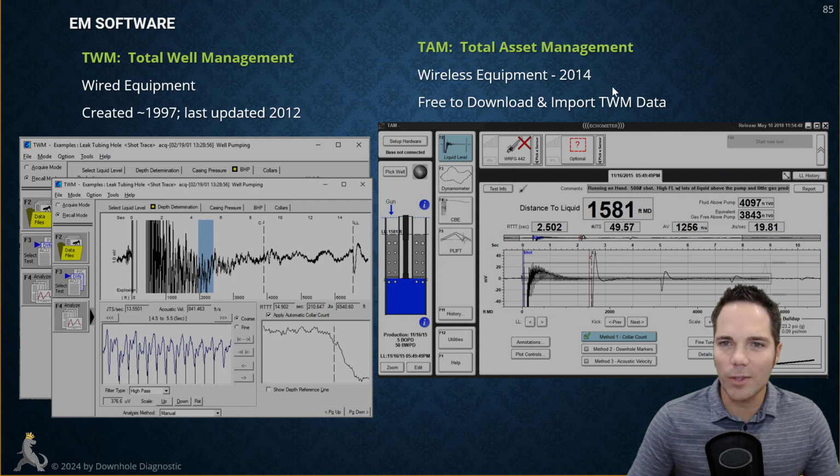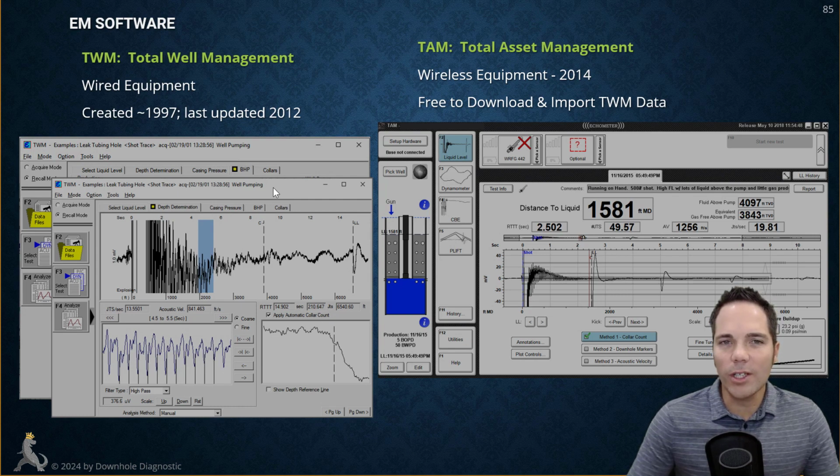Thankfully, I was one of the first people to come out and get the wireless equipment and wireless software when I started Downhole Diagnostic. This software, both softwares, are free to download. You can go to their website and find it. It comes with some example files for fluid level shots, dynamometer tests, and valve tests. So you should play around with them, and really you should just play around with this one. Don't use this if you don't have to.